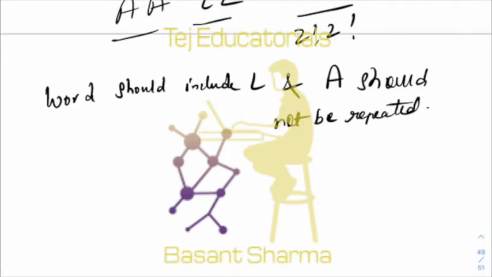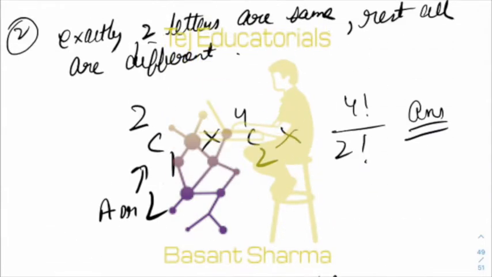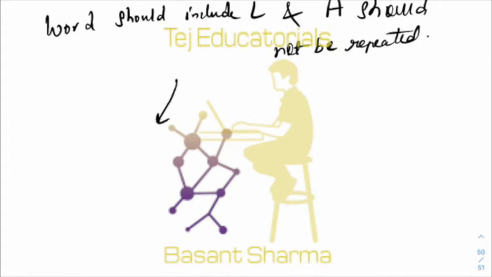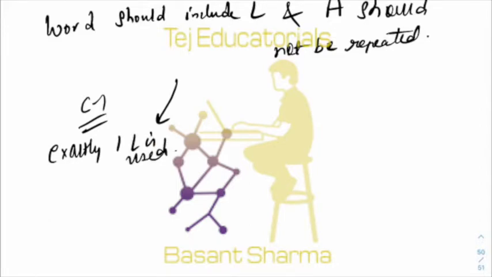Now the word should include L and A should not be repeated. Now how many L's do we have? We have two L's. So again, let's form two cases. Case 1, exactly one L is used. If exactly one L is used, then A should not be repeated.